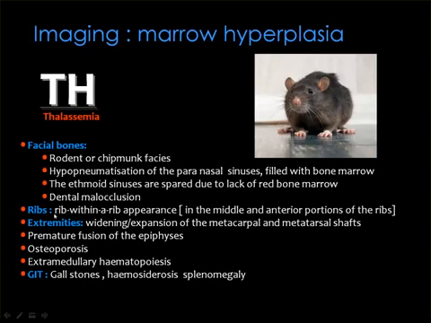In the ribs, you have this phenomenon which appears in the X-ray and is known as the rib within a rib appearance, and it is also due to bone marrow hyperplasia. In the extremities, you get widening and expansion of the metacarpals and the metatarsals. You get premature fusion of the epiphysis, osteoporosis, and the signs of extramedullary hematopoiesis. In the GI, you may have gallstones, hemosiderosis in the liver, and splenomegaly.